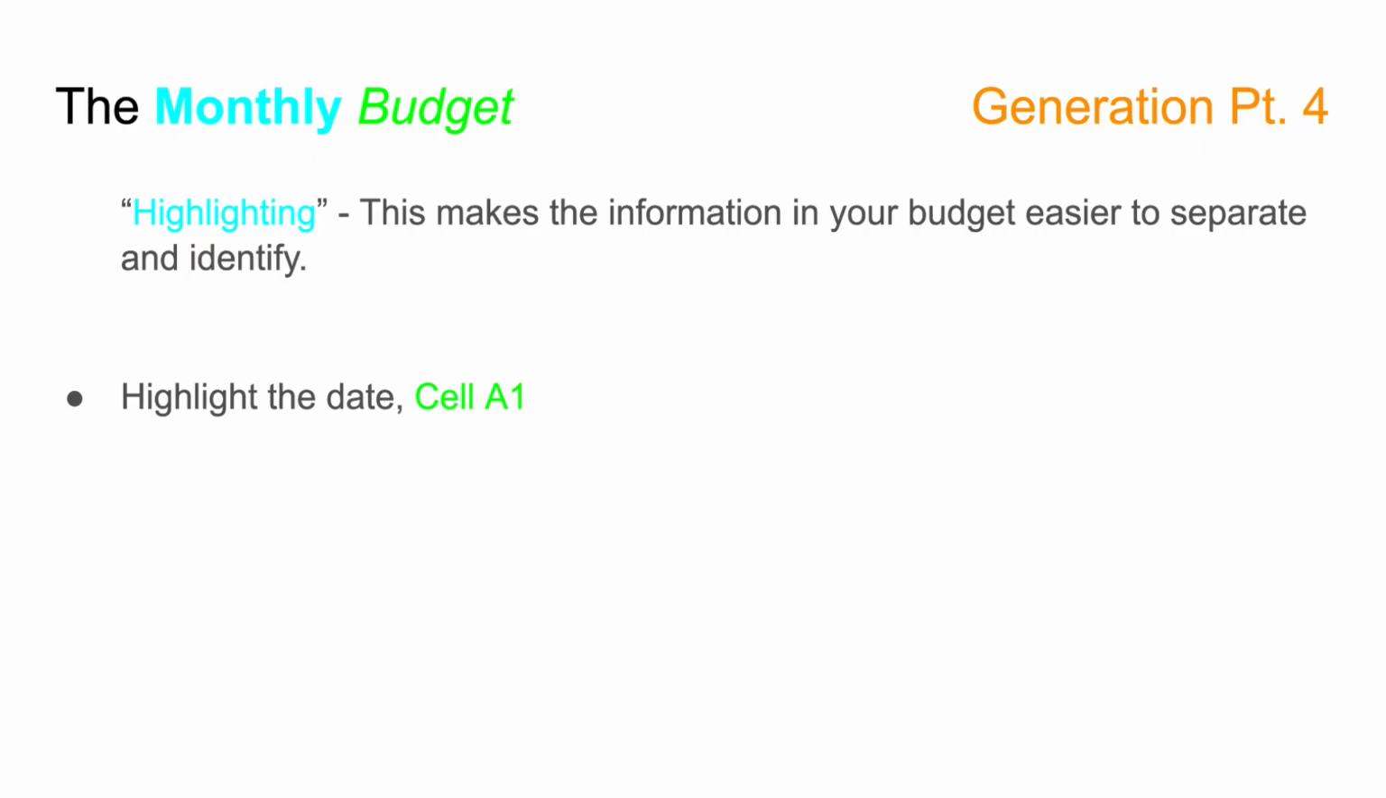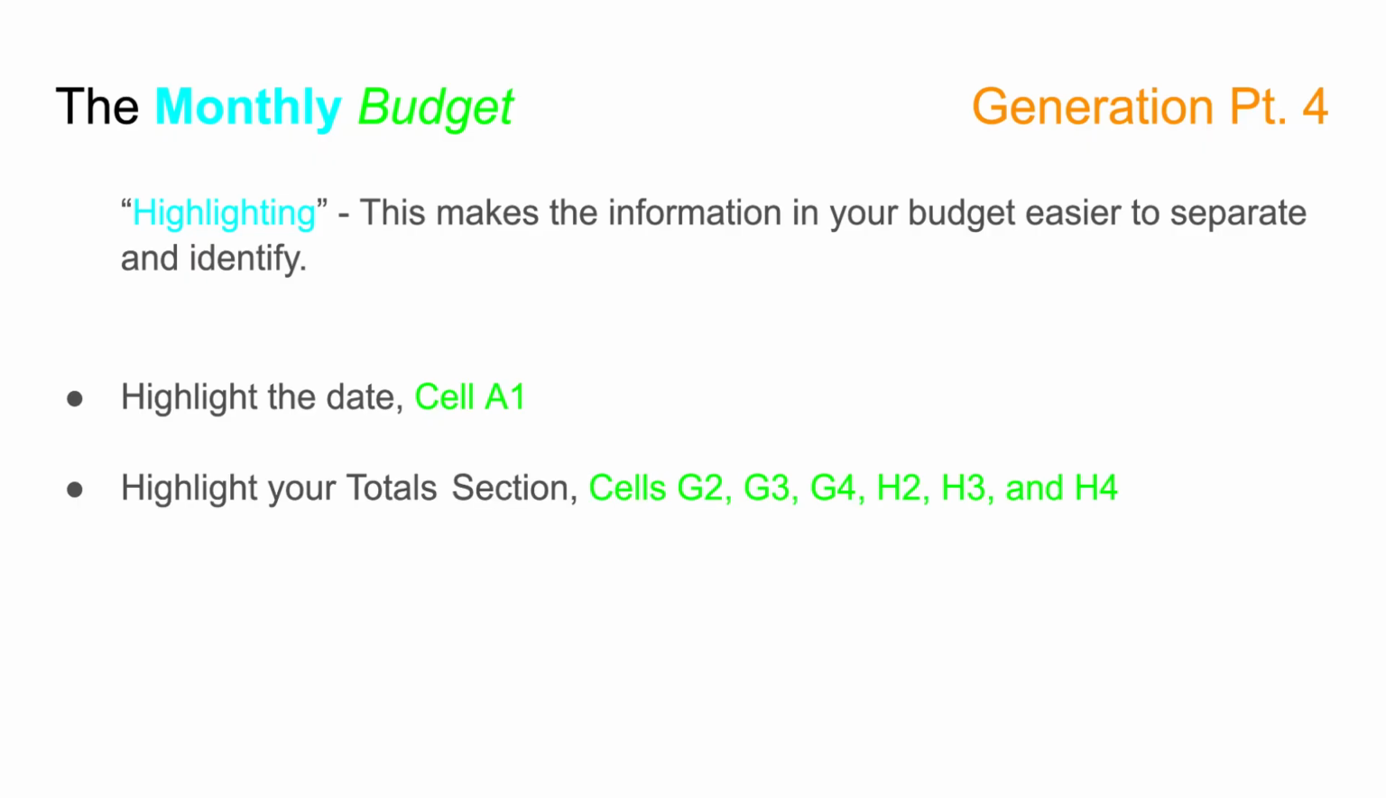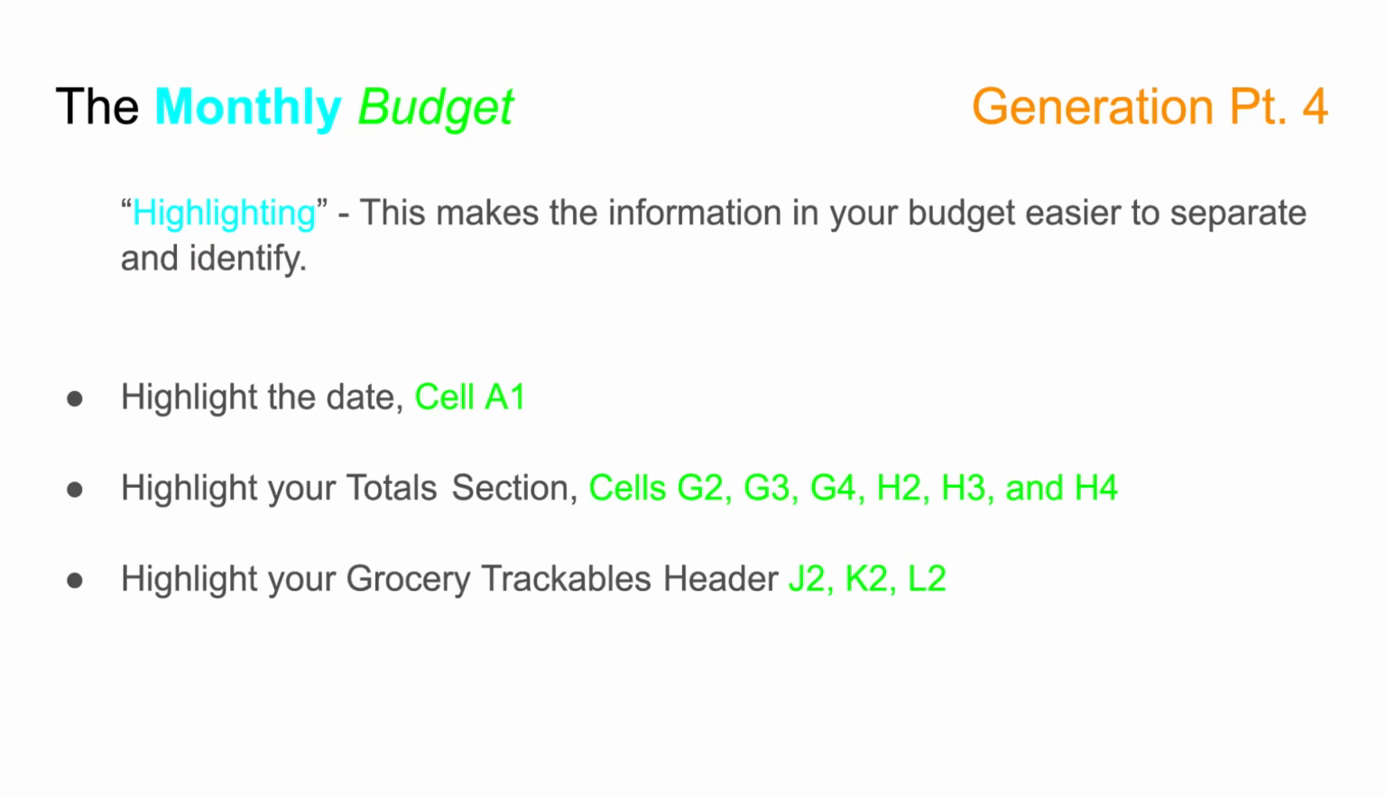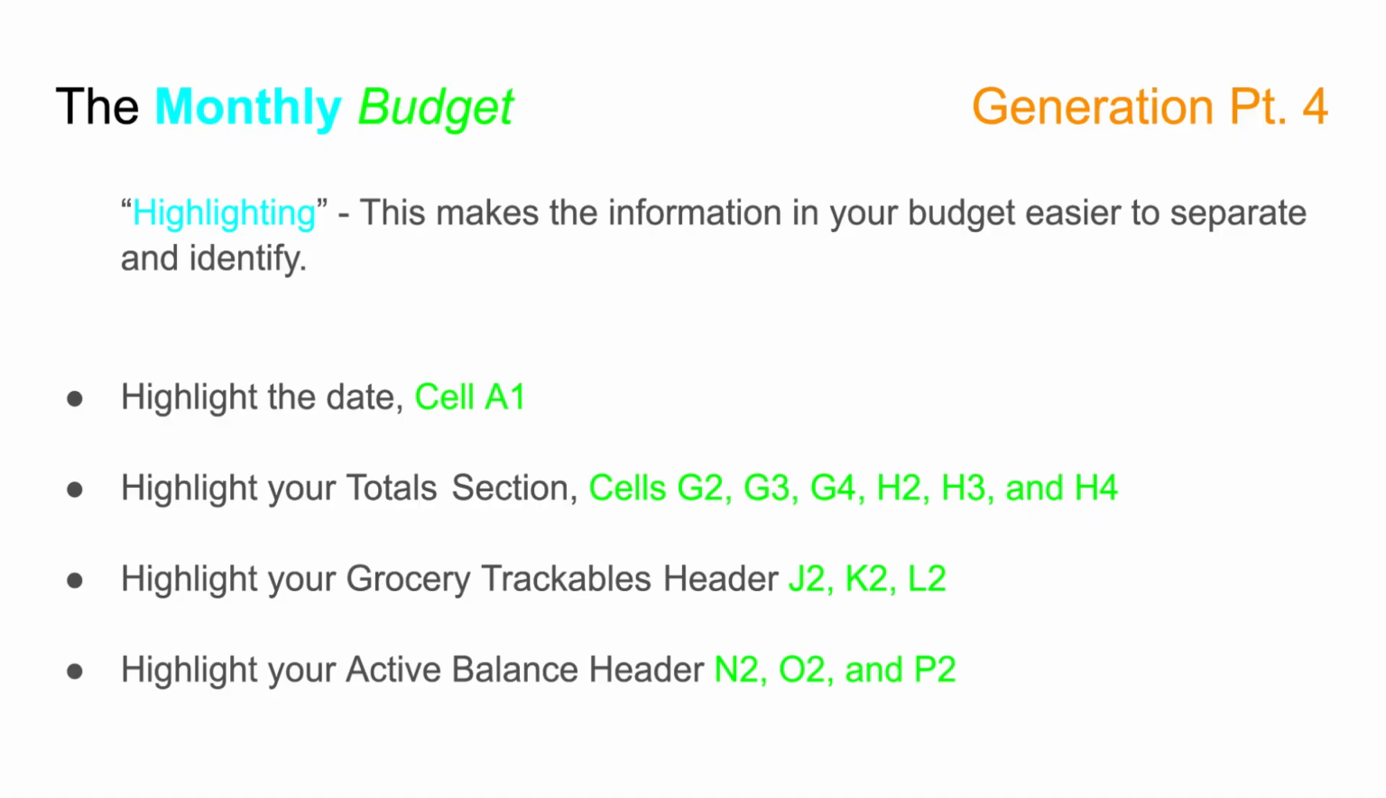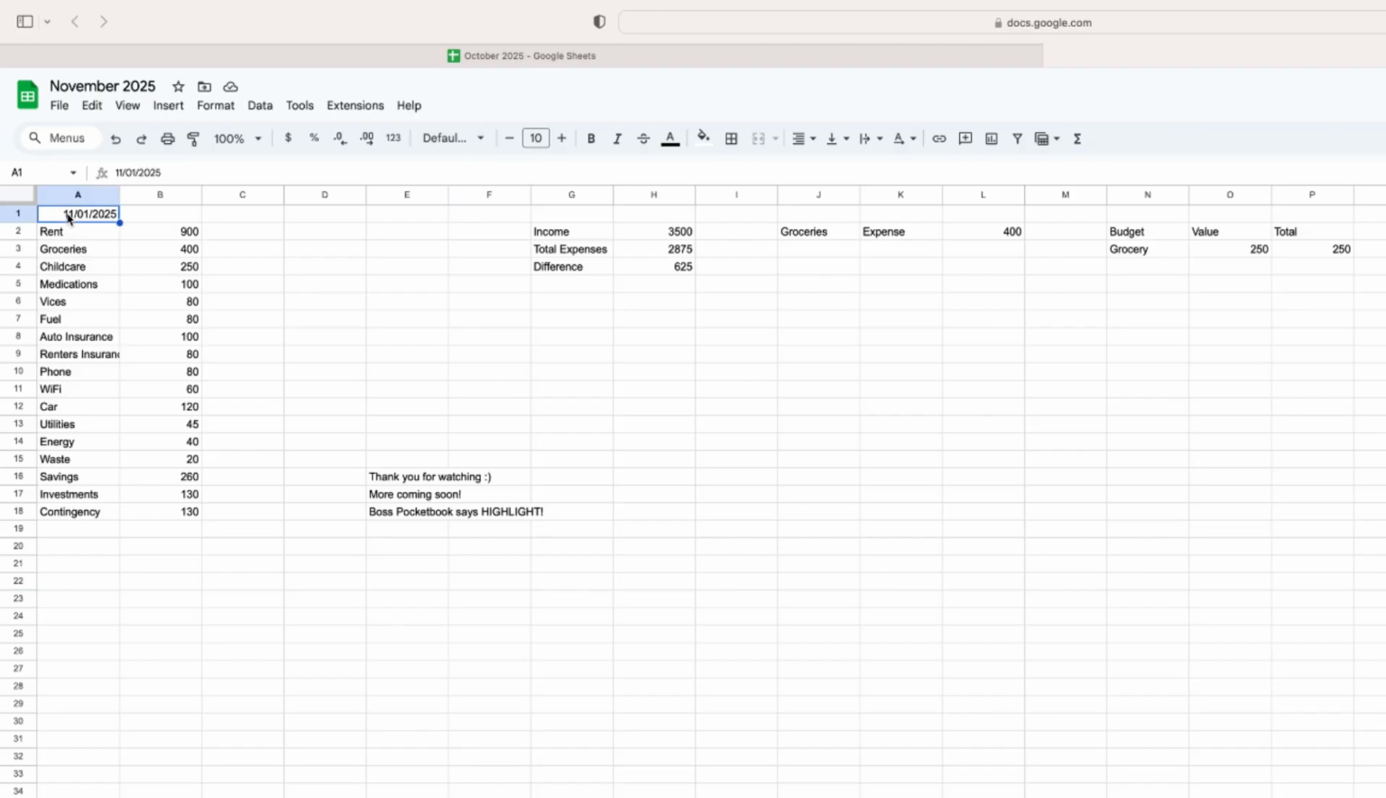Highlight your information to make it easier to navigate. Important cells worth highlighting are your title cells, headers, and the main income, expense, and difference section.